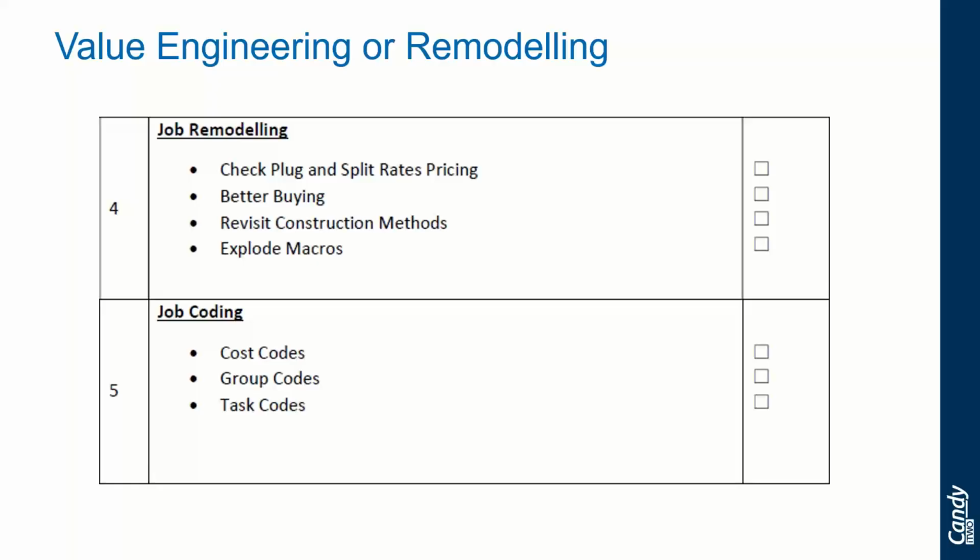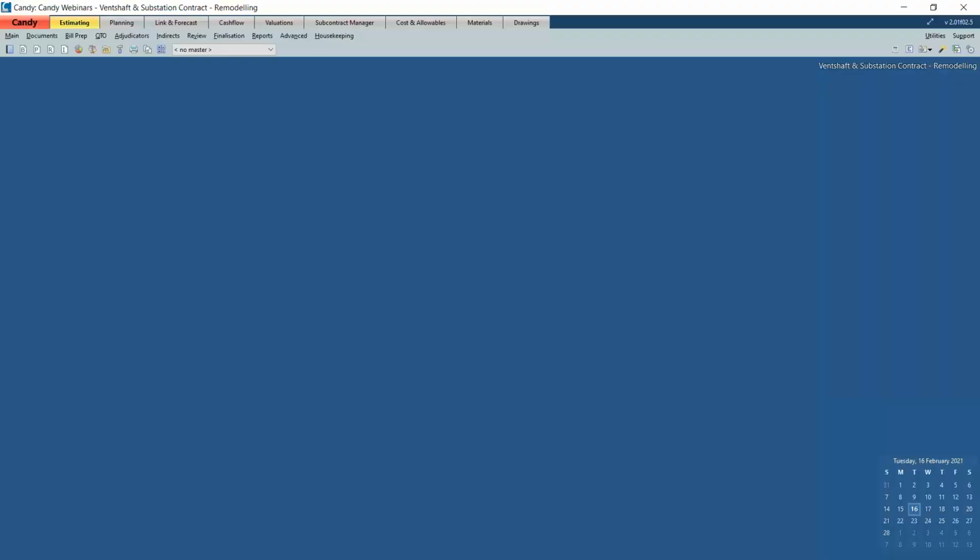Explode macros, so micro price codes must be exploded so that progress quantities may be entered. And lastly, we'll look at the job coding. So let me switch back into Candy and further demonstrate the job remodeling.